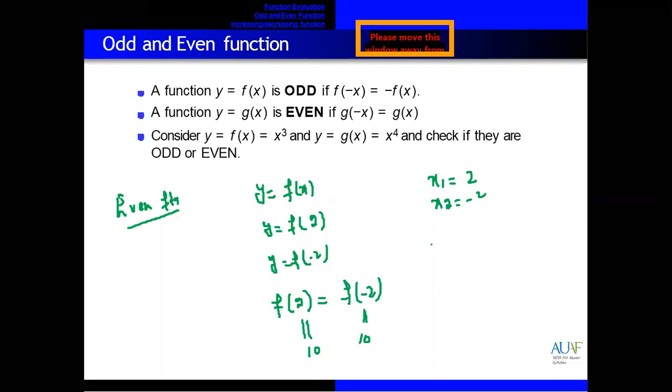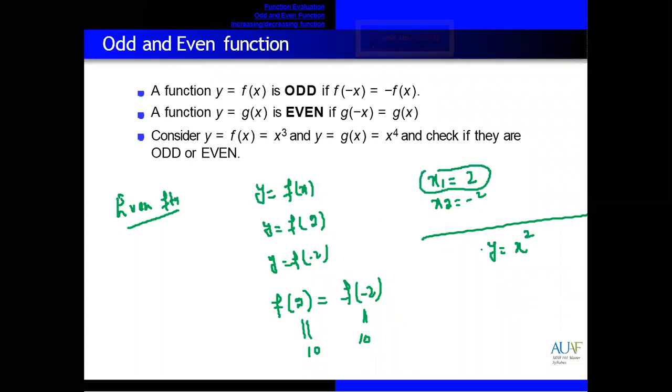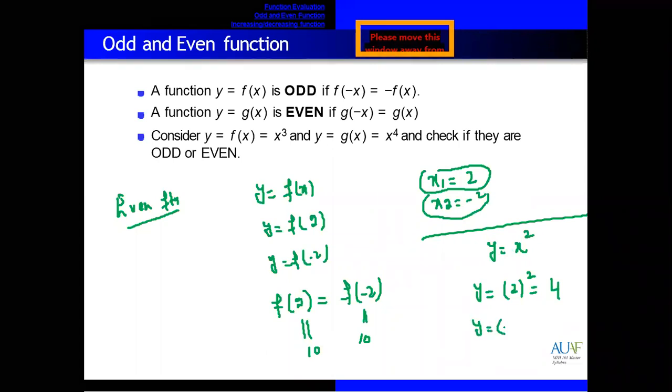Like what? If we have the function y is equal to x square, and we give x1 equal to plus 2, y is equal to 2 square, which is equal to 4. Same if we give x equal to minus 2, y equal to minus 2 whole square equal to plus 4. Both are the same. Minus 2 gives 4 and plus 2 gives 4. So this function is called what? This function is called an even function.